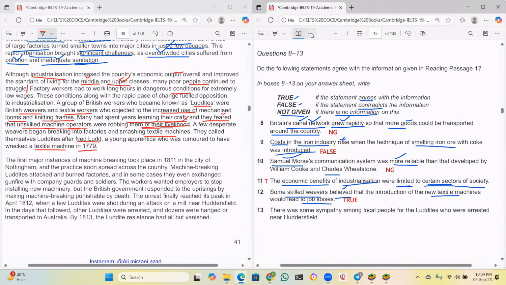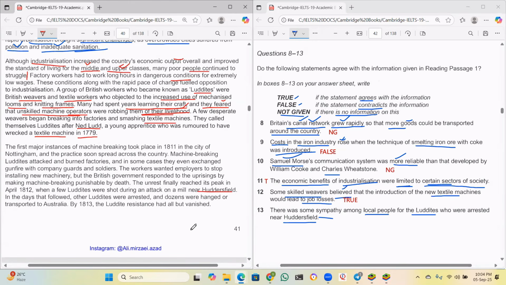Okay, next, what is the last one? There was some sympathy among local people for the Luddites who were arrested near Huddersfield. I think here we have this Huddersfield, right? Let us read this paragraph, no problem.